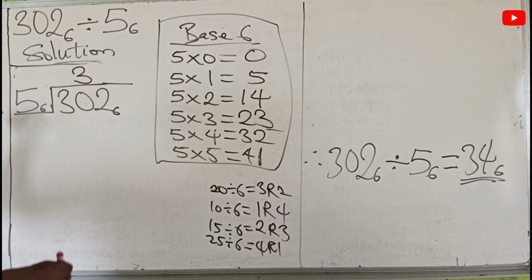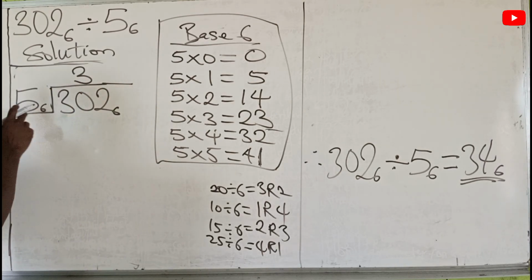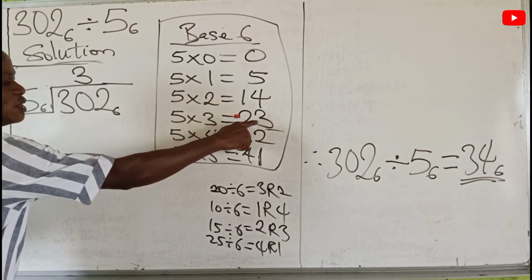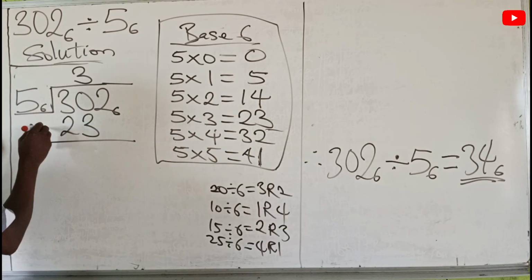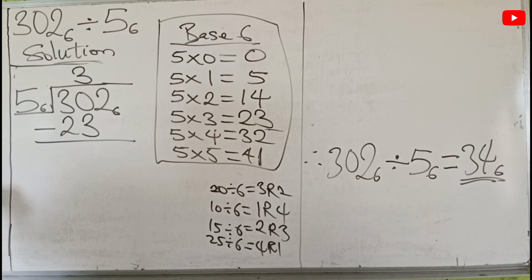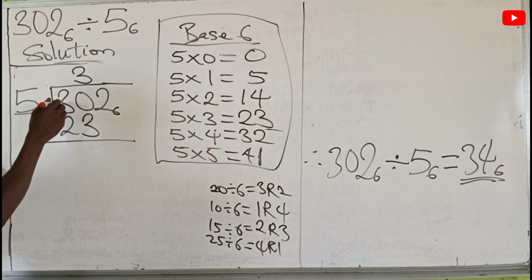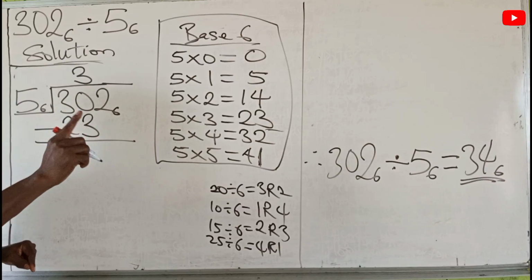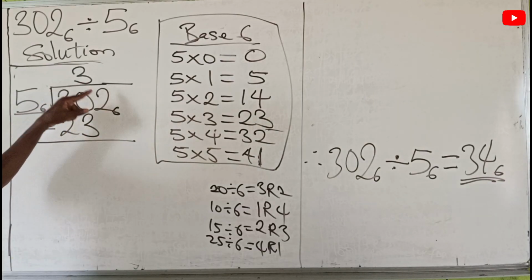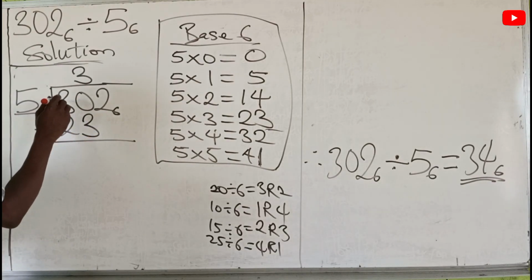Then you do your normal multiplication. 3 times 5, according to this, is 23. So 3 times 5 here is 23. We now subtract. If we subtract, 0 minus 3 is not possible. We borrow 1 from here. If we borrow 1 from here, what will be left here will be 2. Now that 1 we borrowed, recall, is equal to 6, not 10, because the numbers are in base 6.